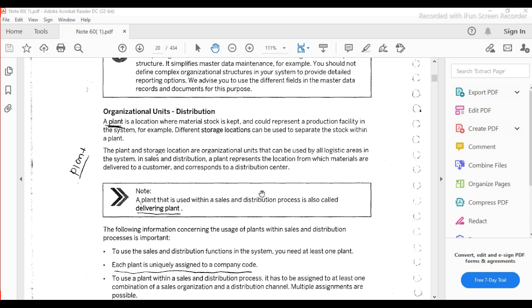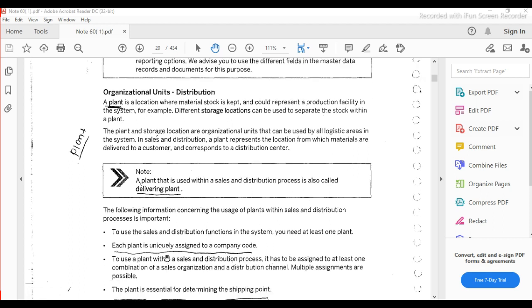So in order to use the plant in the sales and distribution function, you need to assign the plant to a combination of sales organization and distribution channel. These two combined, sales organization plus distribution channel, is called a sales line. So you need to assign at least one combination, plant with a sales organization plus distribution channel. To use the sales and distribution function in the system, you need at least one plant.